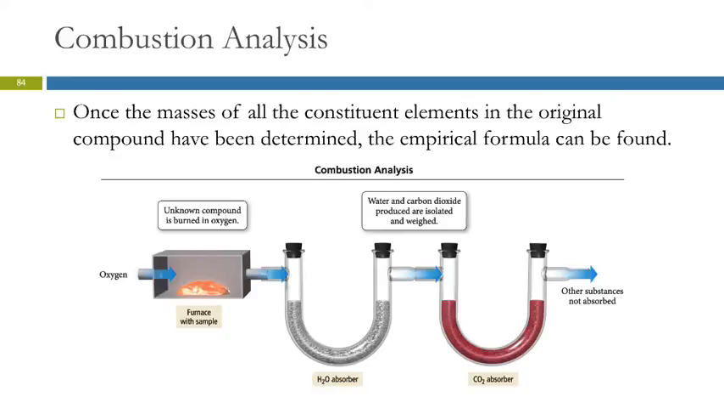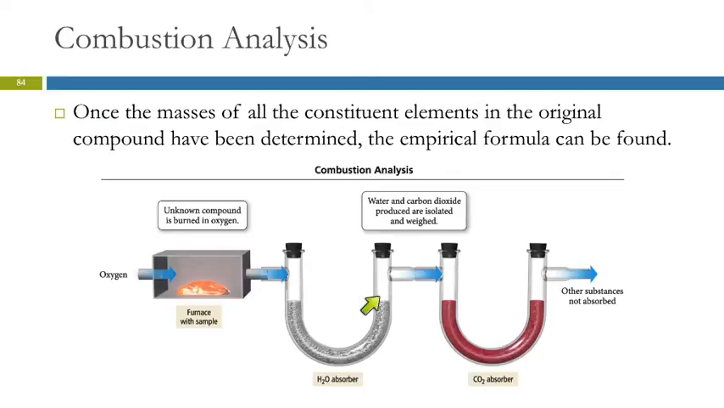Here's an illustration of what a combustion analysis setup might look like. You have a furnace, you put your weighed sample in there, oxygen passes through, it's heated, and it burns. All of the products of the combustion leave the furnace and go through a series of tubes. The first tube contains a substance that absorbs water. So what we do is before the experiment, you weigh this tube, and then during the experiment, the water given off from the combustion goes through the tube and it gets absorbed. When the experiment's over, you weigh the tube again, and the difference in masses gives us the mass of water.